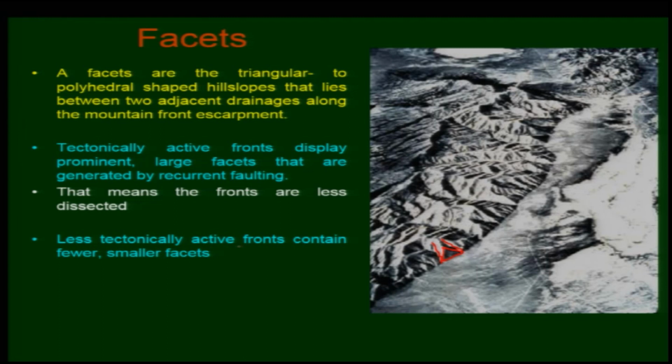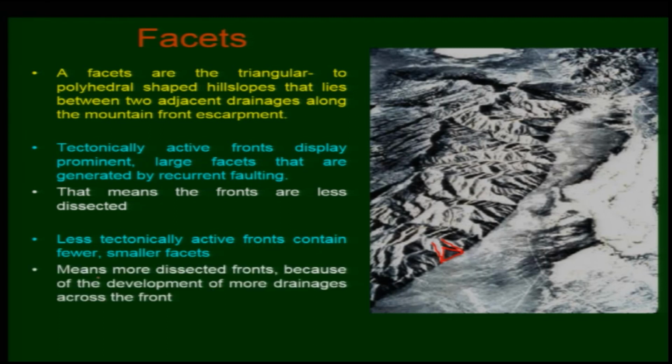Less tectonically active fronts contain fewer and smaller facets, meaning more dissected fronts because of the development of more drainage across the front. So in such areas, you will mostly have more dissected fronts. You will not have very distinct and sharp fronts in an inactive area. So these are the two comparisons which you can do with the mountain front sinuosity and the facets.